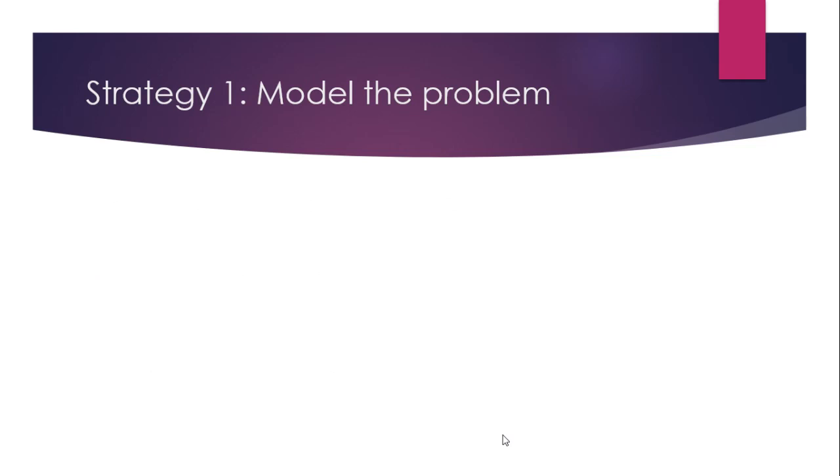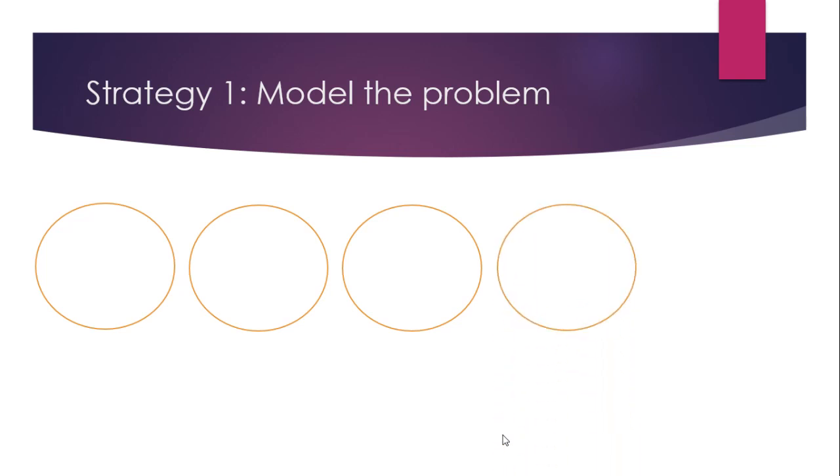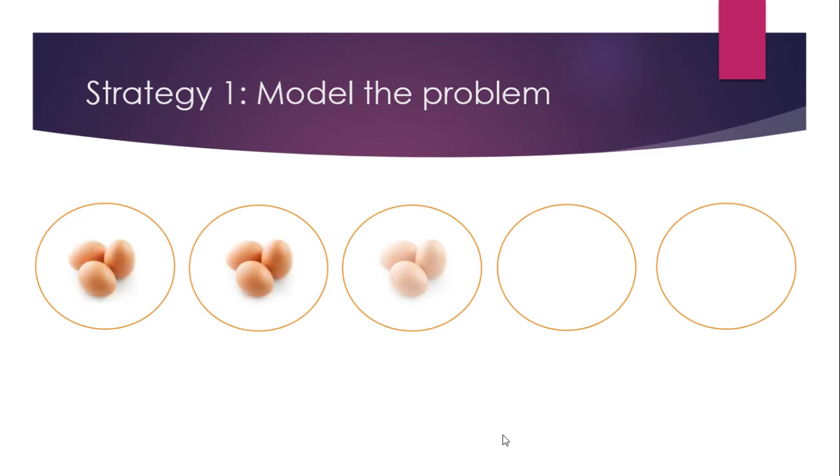Our first strategy we're going to try is model the problem. This is basically just drawing a picture to show the information that the problem gave you. So we would need to think first about how many equal groups we had. We had 5 equal groups, so we're going to draw 5 circles, one for each of the cakes that Sally wants to bake. Now you need to think about the size of your group. There were 3 eggs in each of her cakes. So we're going to go ahead and draw 3 eggs in each of our circles.